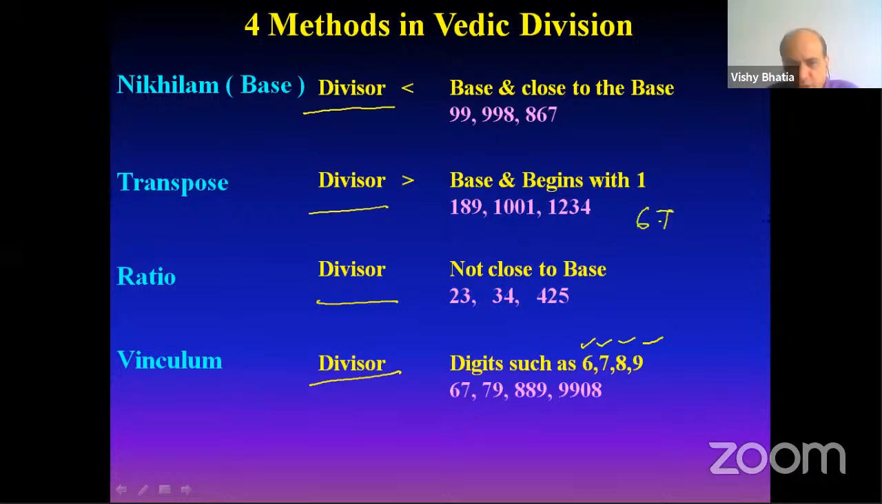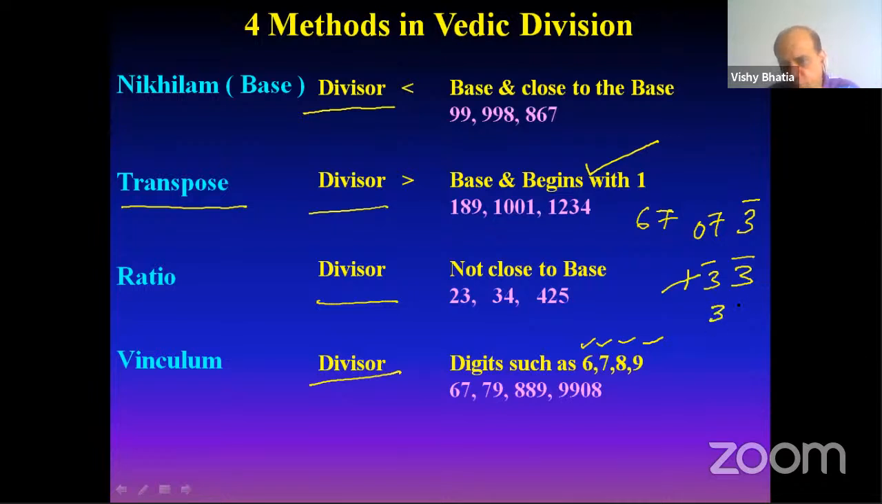67 in the world of Vinculum division is 3 bar, 7, 3 bar. Again, I have a 7, 3 bar, 10 minus 7 is a 3 bar. And because this is a 073, this becomes a 133 bar. I use this particular transpose method over here because my divisor begins with a 1. I drop this 1, I transpose 3 bar into positive 3, another 3 bar into positive 3.